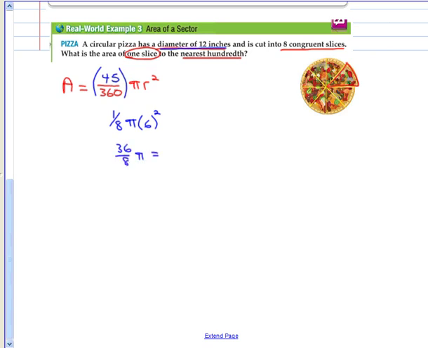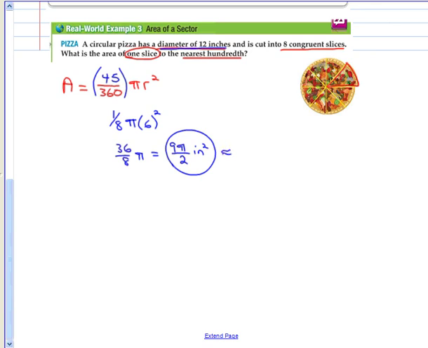What I want to do is simplify this to its exact value. Then we'll go to our decimal, because often we want the exact value. 36 over 8, how does that reduce? 9 over 2. Okay, 9 pi over 2 would be the exact answer to this problem. In case you are asked to do exact values, we just reduce our fractions. 9 pi over 2 square inches.